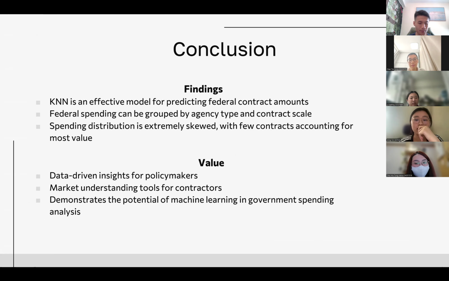For conclusion, the analysis confirms KNN as a strong tool for predicting federal contract amounts, with spending clustered in a few contracts. These insights guide policy and market understanding, demonstrating machine learning's role in optimizing government spending. Thank you. That's the end of my part.